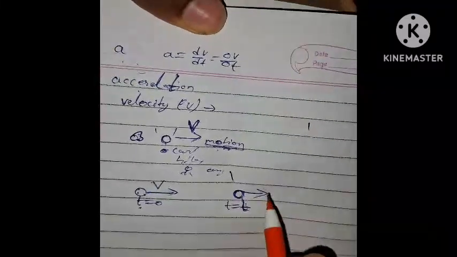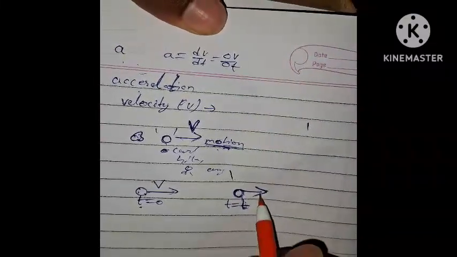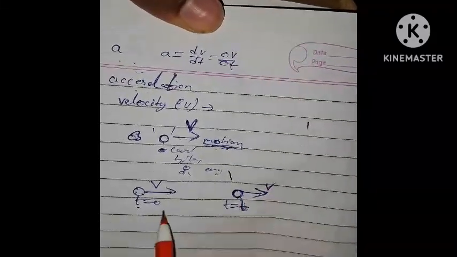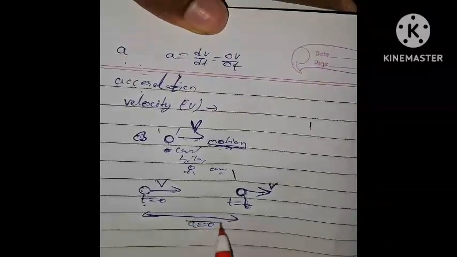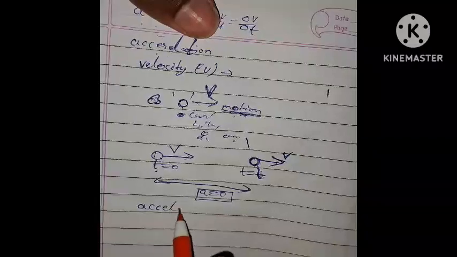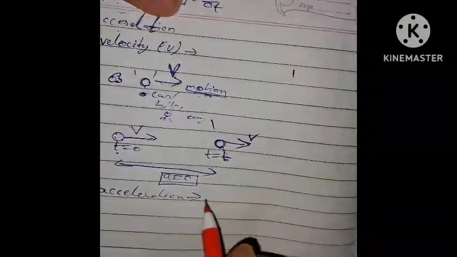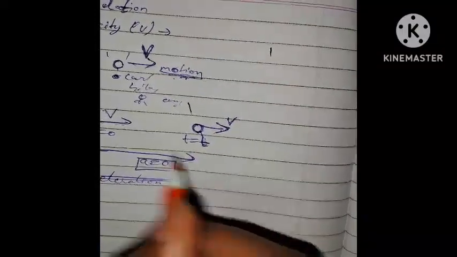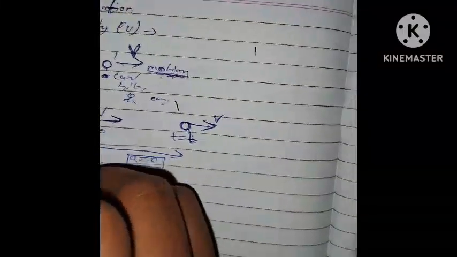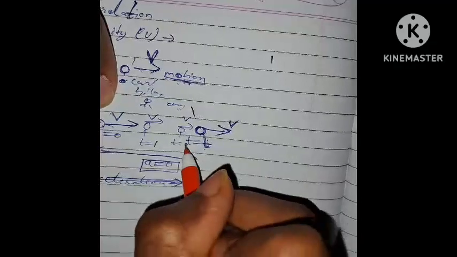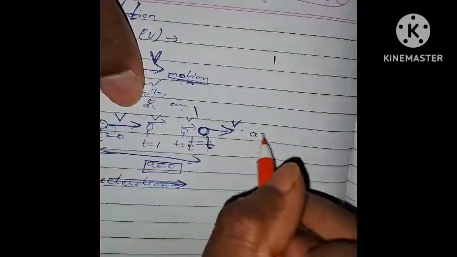At this instant the velocity of the object will be v if the acceleration in this time interval is 0, because acceleration means the rate of change of velocity. This is moving at constant velocity, right? At t equal to 0 it is moving with velocity v, at t equal to 1 it is moving with velocity v, at t equal to 2 it is moving with velocity v, at t equal to t also it is moving with velocity v, because there is no acceleration.